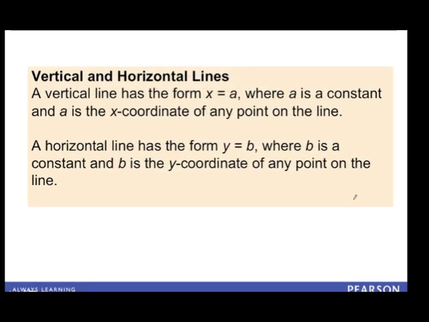The equation of a vertical line is of the form x equals a, where a is a constant and a is the x-coordinate of any point on the line. So when we have a vertical line, if this is our axis, this would be a vertical line, and x would equal that value a anywhere on that line. A horizontal line, like the axes, would be here, and the x values keep changing, but the y value is constant, y equals b, anywhere on that line.